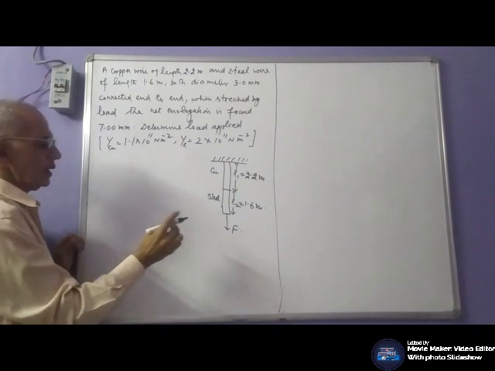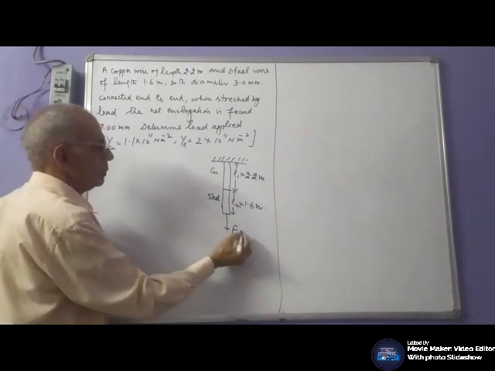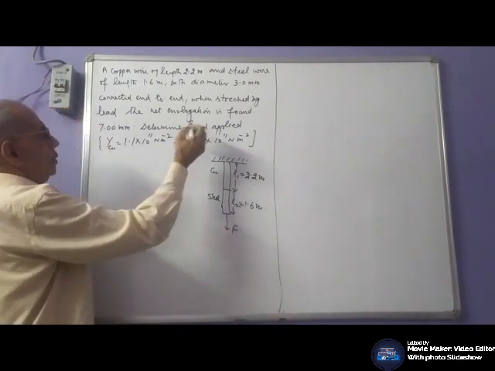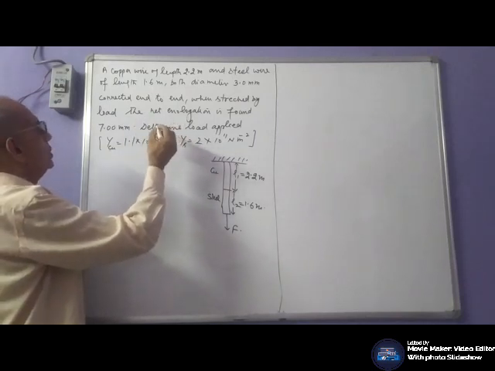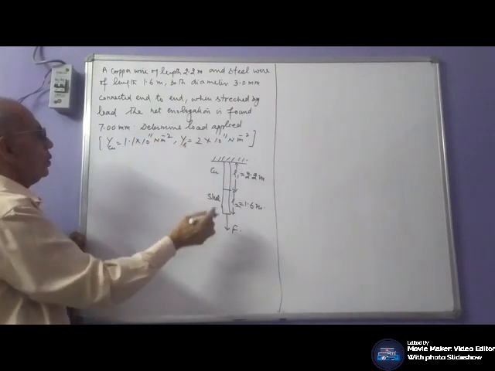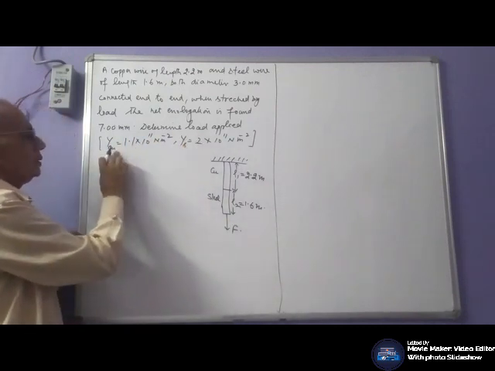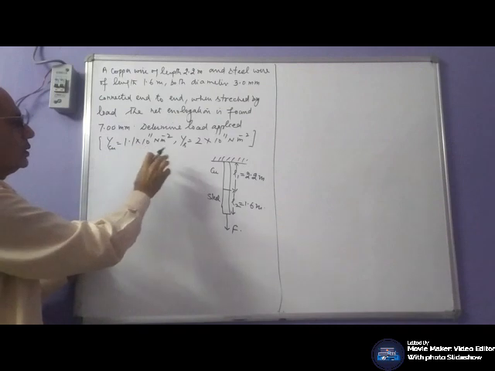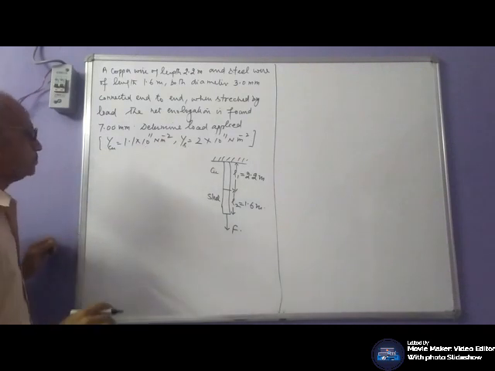When stressed by a load, this is the load. When stressed by load, the net elongation is found to be this. Determine the load applied. Given Young's modulus for copper this, for steel this.